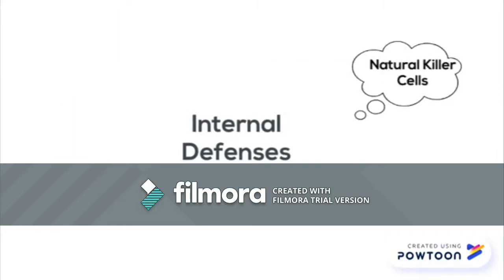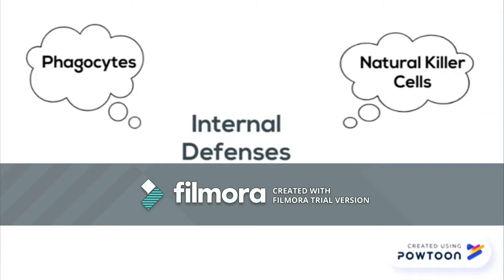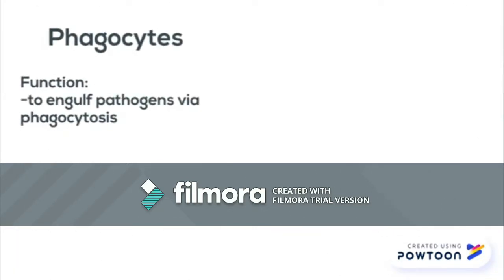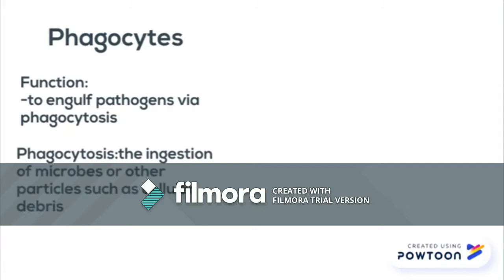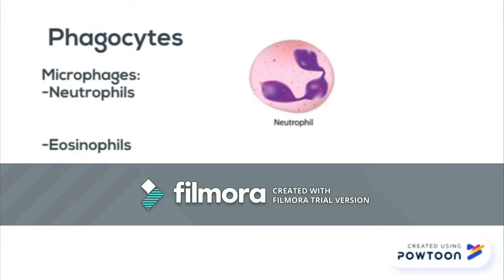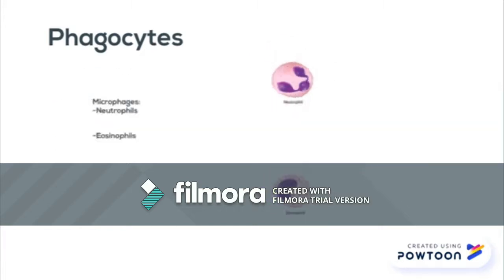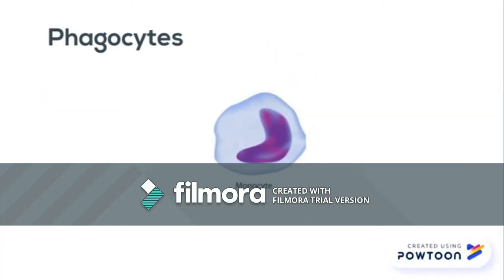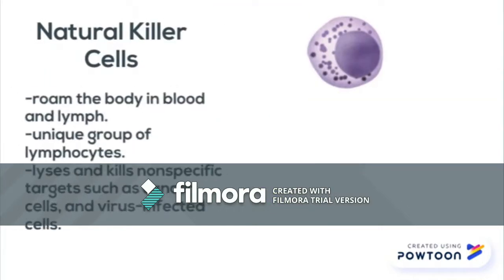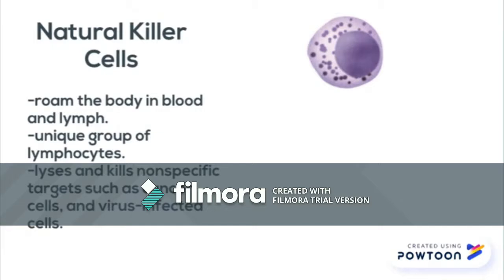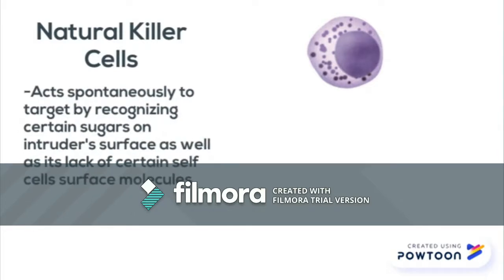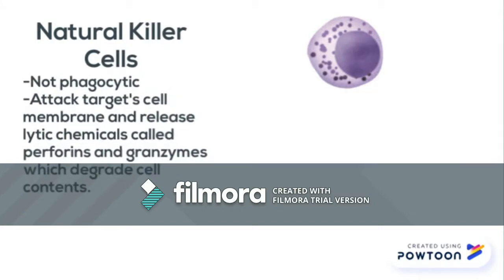Internal defenses involve phagocytes and natural killer cells. Phagocytes function to engulf pathogens by phagocytosis. There are two types, neutrophils and macrophages. Then there are natural killer cells. They roam the body and attack non-specific targets. They are also spontaneous and act on targets by releasing perforin and granzyme.